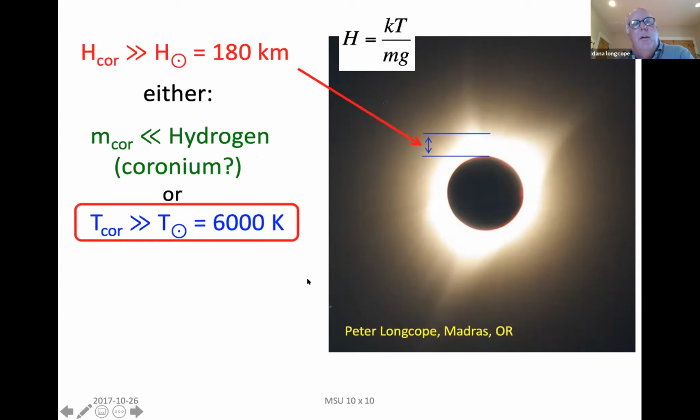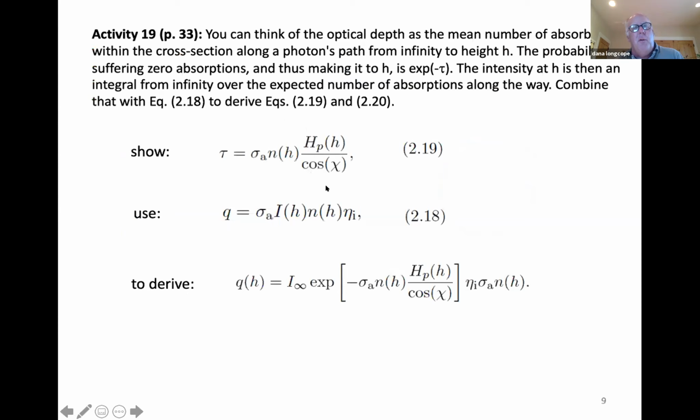We actually know now that there is no such stuff as coronium. It is made of hydrogen, and therefore really has to be much, much hotter. Okay, so I just want to point out that is a nice, very photogenic example of this scale height problem. All right, now let's see.